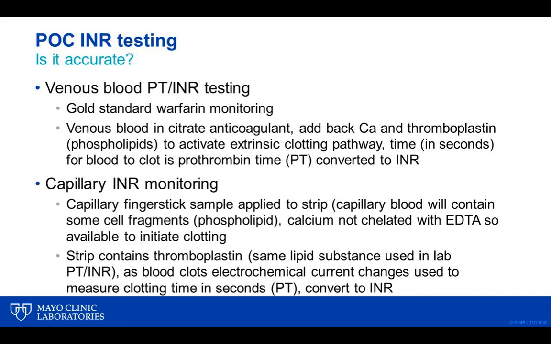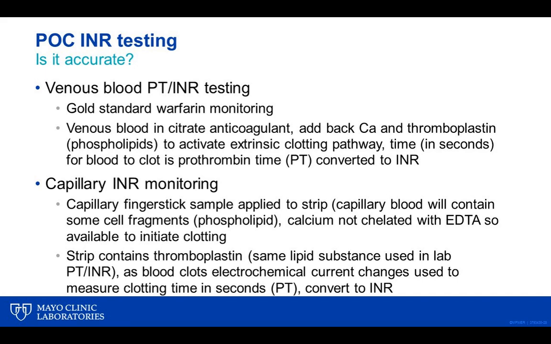For coagulation testing, the reference method is always to get venous blood and immediately add a citrate anticoagulant to chelate all that calcium. Then, in a very controlled way on our coagulation analyzers in the lab, we add back to the patient's plasma, which has citrate in it, a very specified amount of calcium and this thromboplastin and phospholipid mixture to activate the clotting pathway. And then we optically measure in seconds the time for that blood to clot.